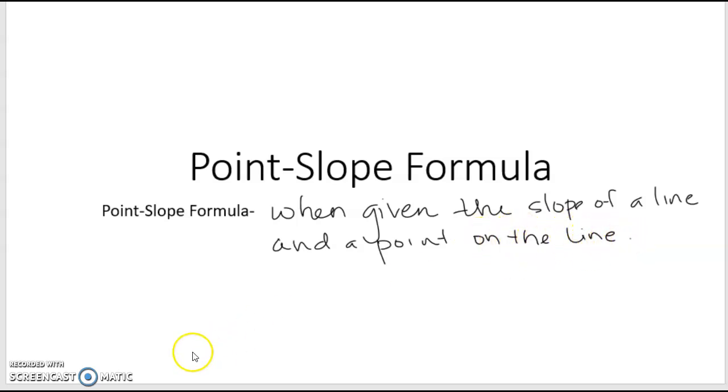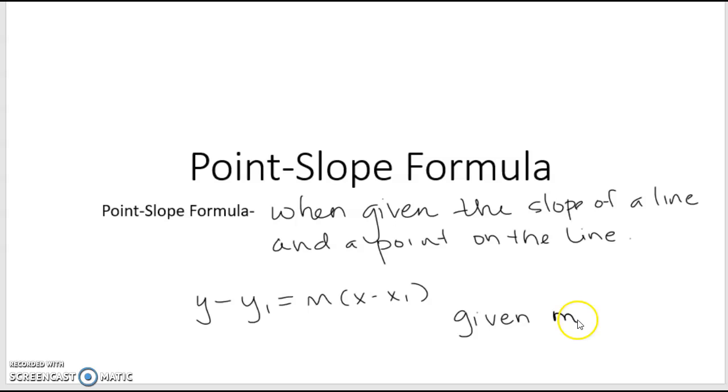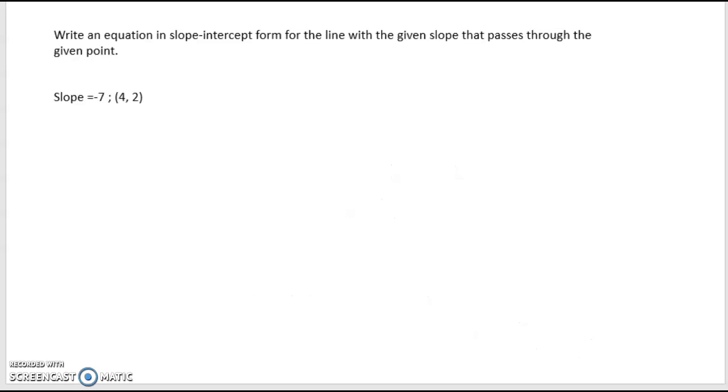It is a formula that you are given on your formula chart for the EOC whenever you take the algebra EOC. Point slope formula looks like y minus y1 equals m times x minus x1. And you're being given the m and x1, y1. So let me show you what that looks like.